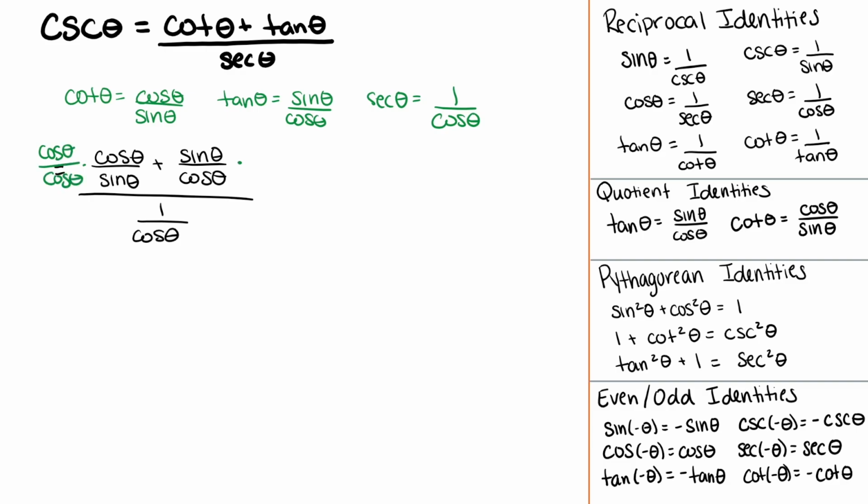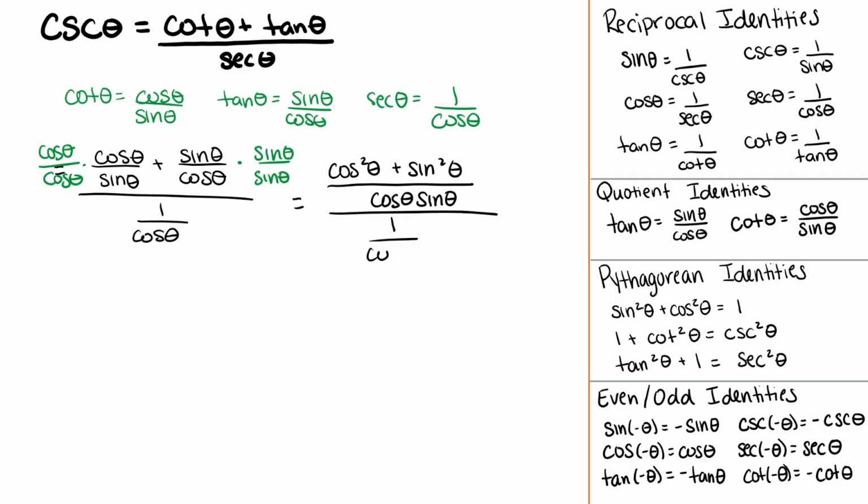And we'll multiply sine over cosine by sine over sine. So then this is going to become cosine squared theta plus sine squared theta all over cosine theta sine theta, all over 1 over cosine theta. Cosine squared plus sine squared is 1 from our Pythagorean identities. And if we do our keep change flip, we have 1 over cosine theta sine theta.